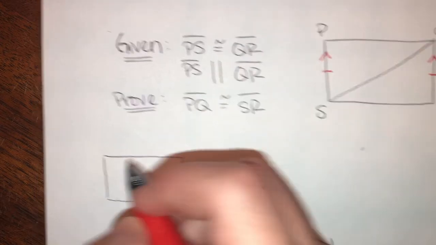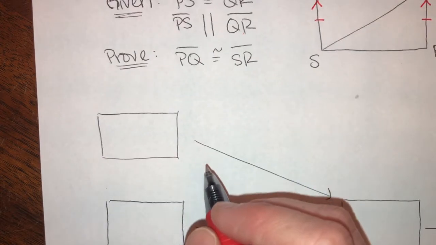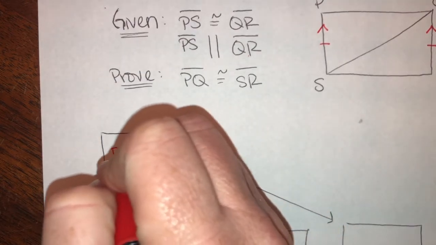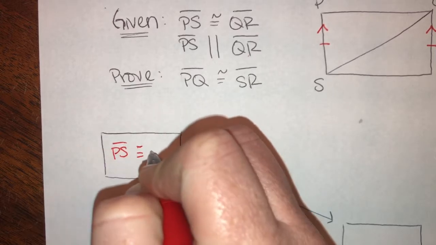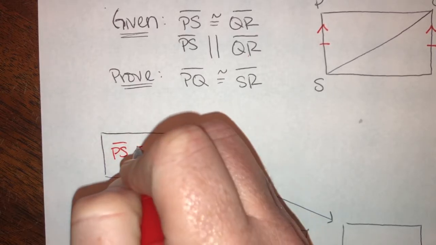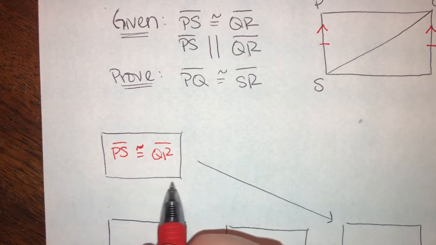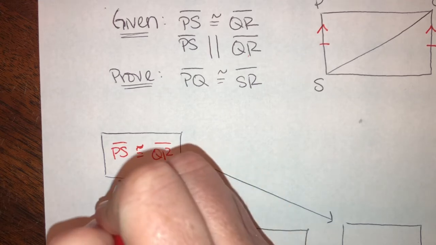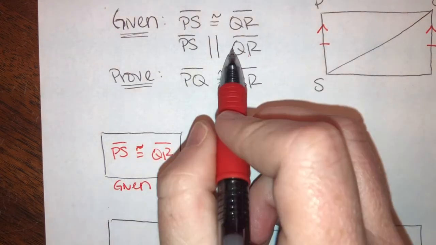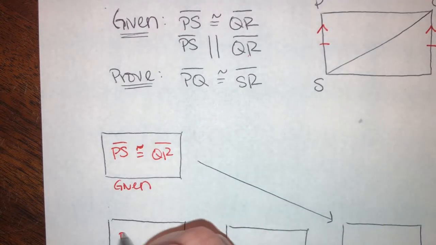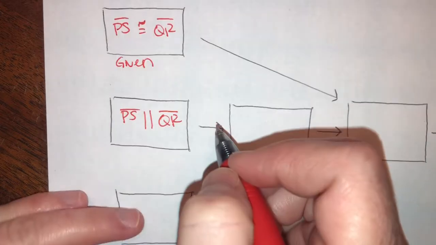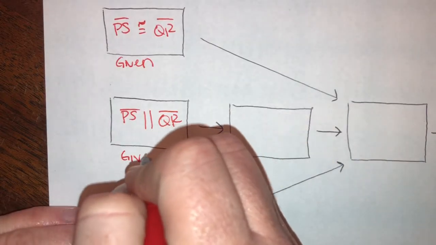So what am I looking at here? I've got two pieces of given information, so I'm going to fill these into my first two boxes. First is PS is congruent to QR. And remember, the reason always goes below the box, so the reason here is just given. Then I've got PS is parallel to QR, and the reason is because it's given.